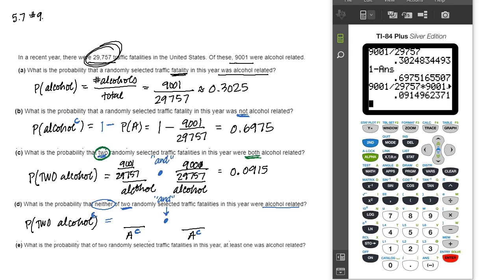Then we need probabilities for the fatality not to be alcohol related, and we decided that to be 0.6975, or you could write it as a fraction to remove any rounding errors. 9,001 divided by 29,757 times another 9,001 divided by 29,757. Okay, that guy was 0.0915 to 4 decimal places. That's because I forgot to use the complement, so he matches exactly.